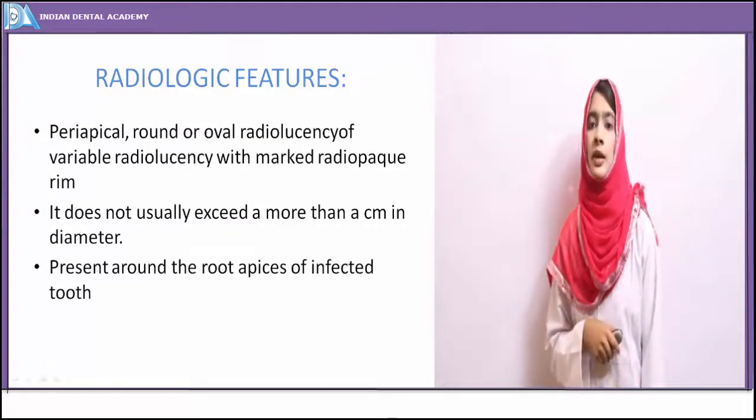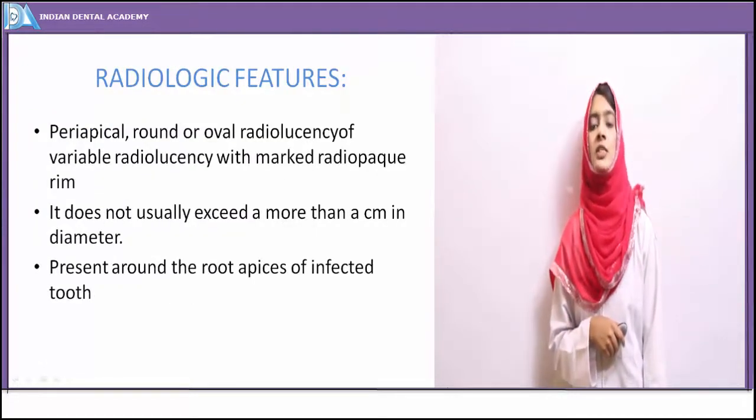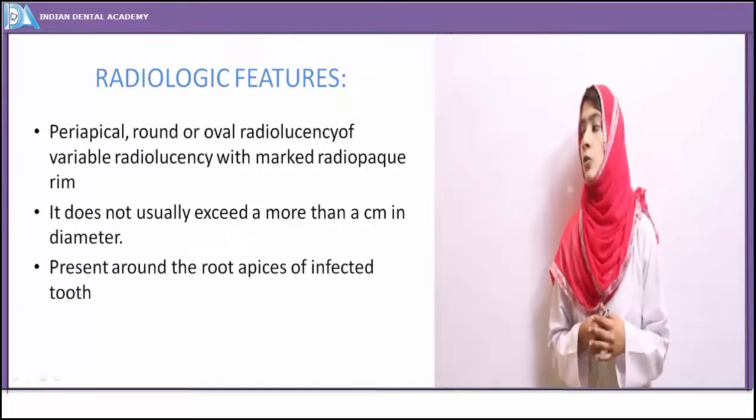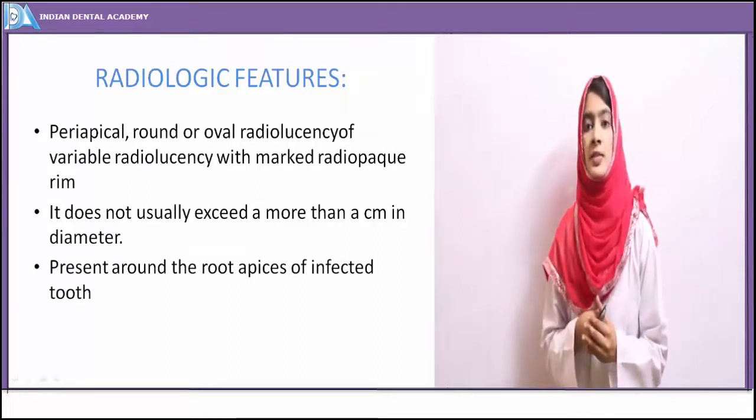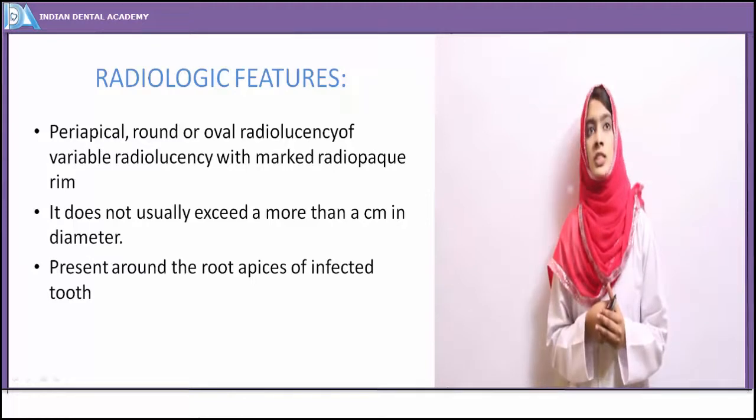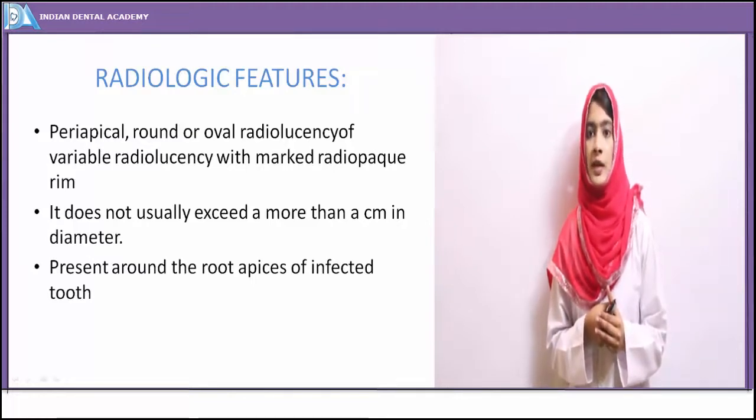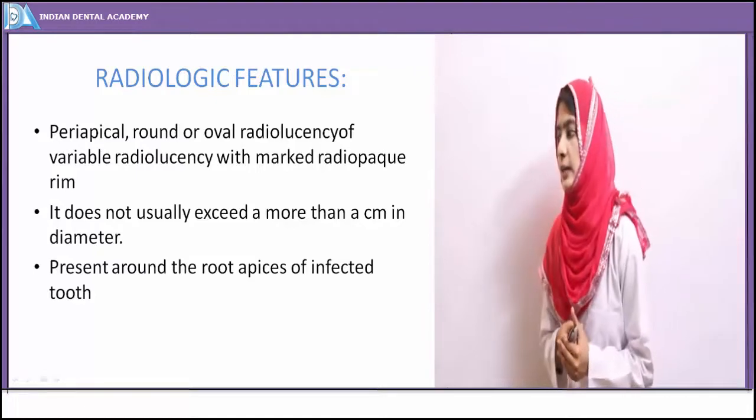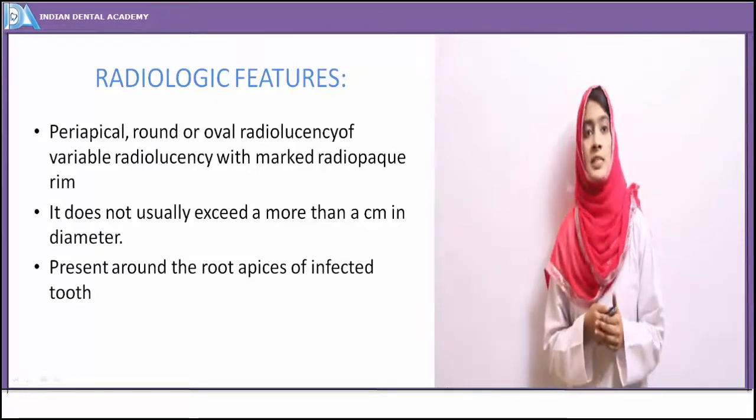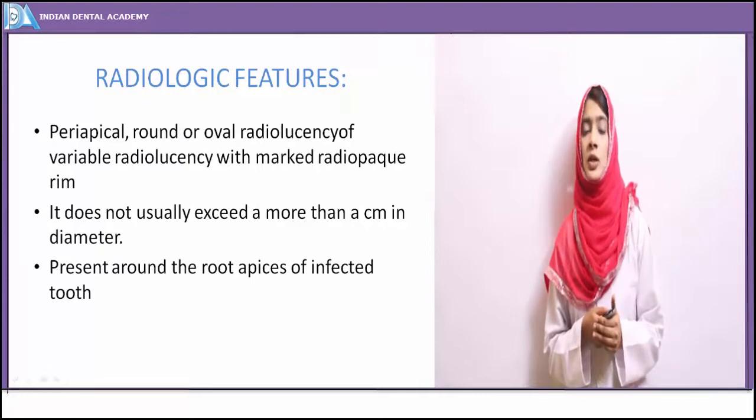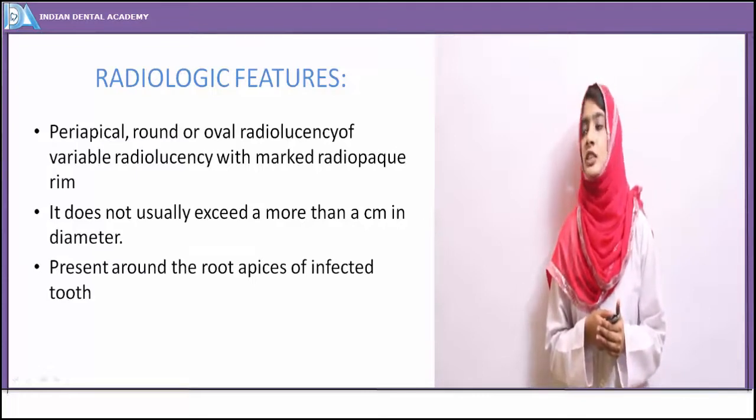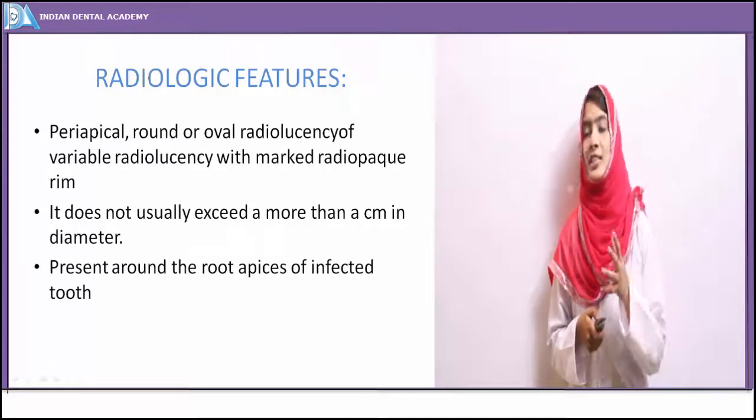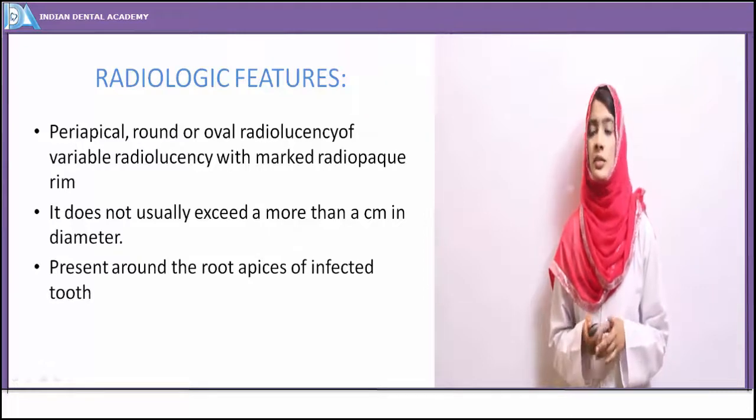When you see a radiographic picture of an apical periodontal cyst, a periapical round or ovoid radiolucency of variable size may be present, which is surrounded by a radiopaque ring, showing a thin sclerotic bone surrounding it. Basically this cyst is associated with the root apices of infected teeth only. It usually does not exceed more than 1 centimeter in diameter.